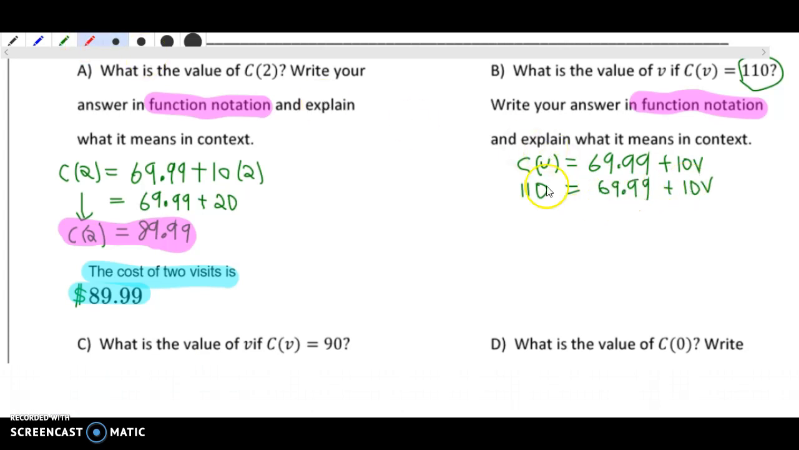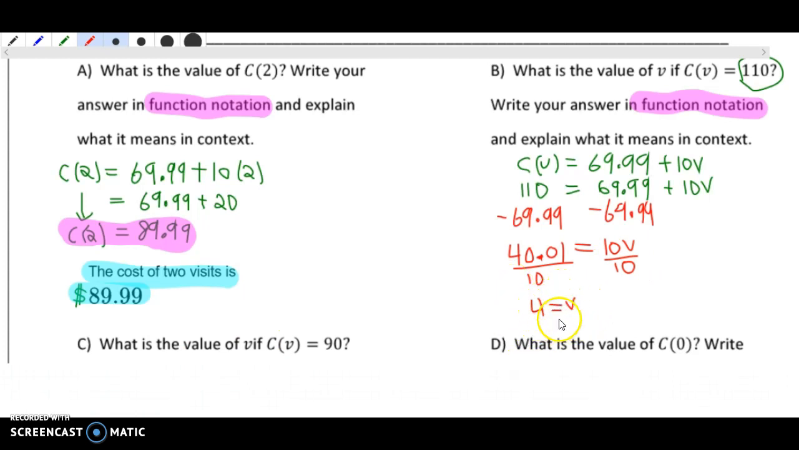Okay, we're going to solve this two-step equation. So we're going to have to subtract 69.99 from both sides. Should have made this $70 even. It would have been a lot easier to do the math. We get $40.01 equals 10V. We can almost guess in our head that 10 times 4 is going to be about 40. So let's divide both sides by 10 to figure that out. Okay, so that's our answer, 4 visits.